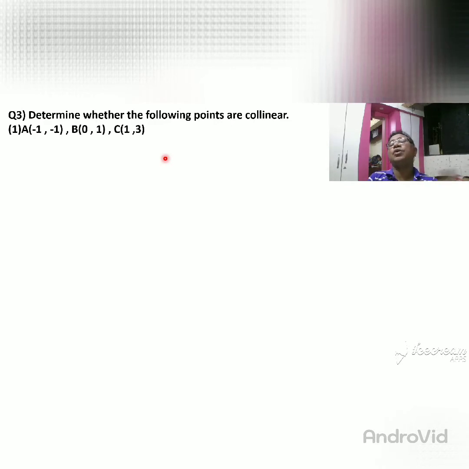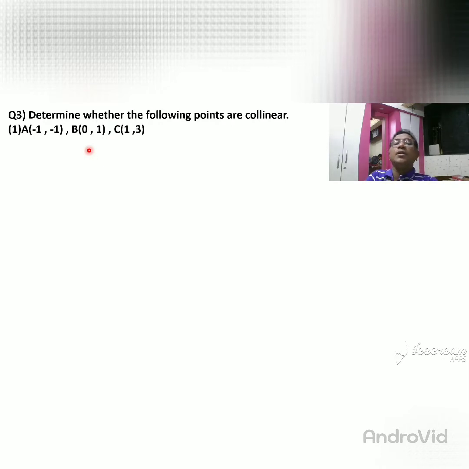But when you draw the diagram, we can know whether it is collinear or non-collinear. In this problem, point A, point B and point C are given. So are these 3 points collinear or non-collinear? How can you know? We can find the slope of AB and the slope of BC. After finding the slope, if the slope is the same, then they are collinear, and if the slope is not the same, then they are non-collinear.